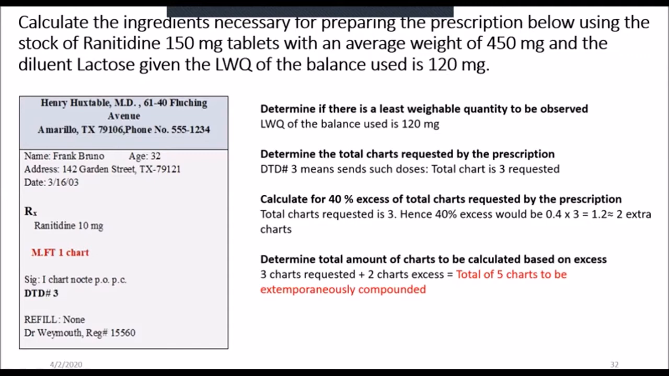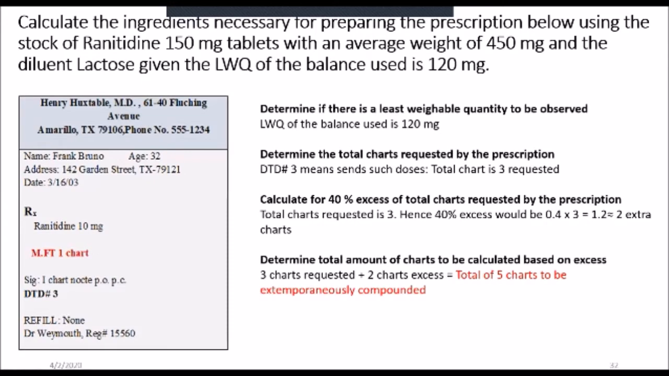First, we're going to identify what the least weighable quantity is, which is 120. We're also going to identify what DTD means, which means give such doses, 3. So it means that a total of 3 charts or 3 doses will be given. This is equivalent to 3 days or 3 nights supply because the patient is taking 1 chart at night.